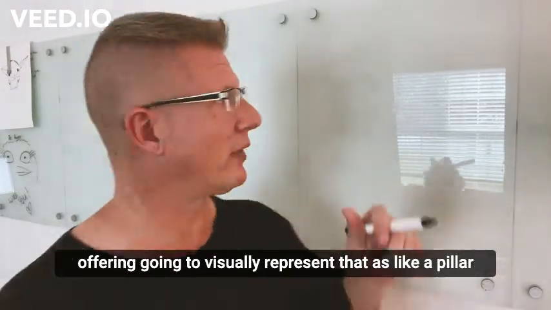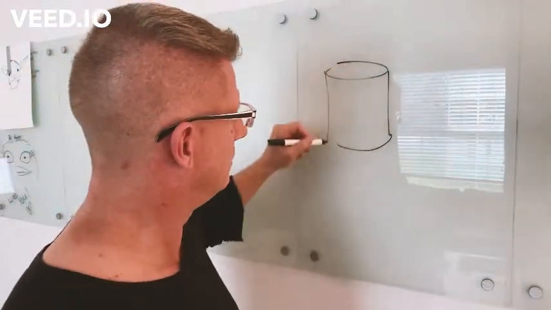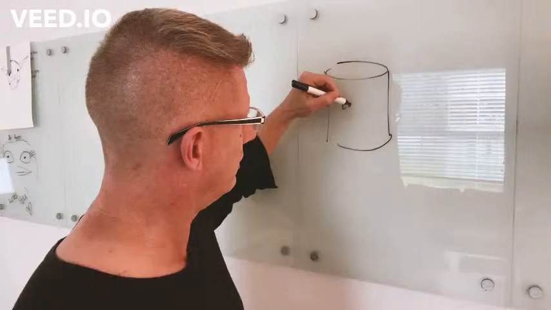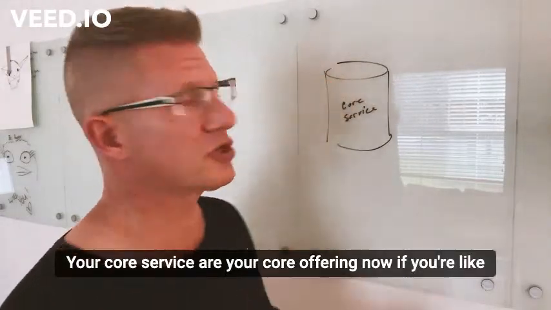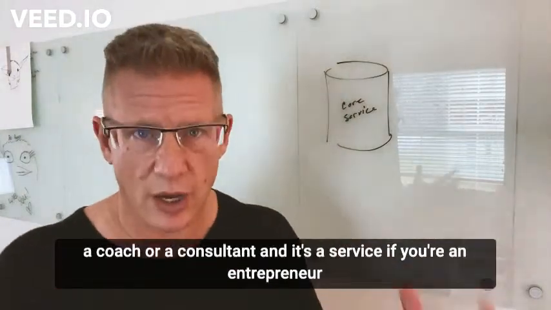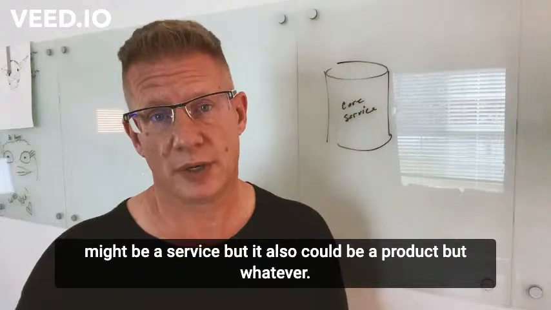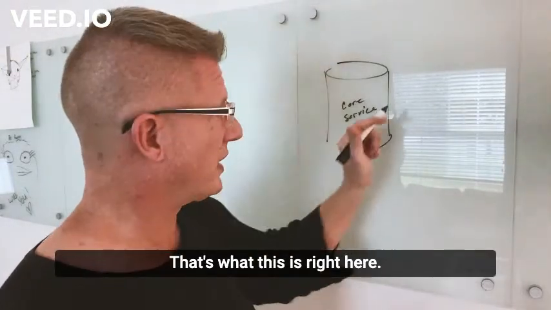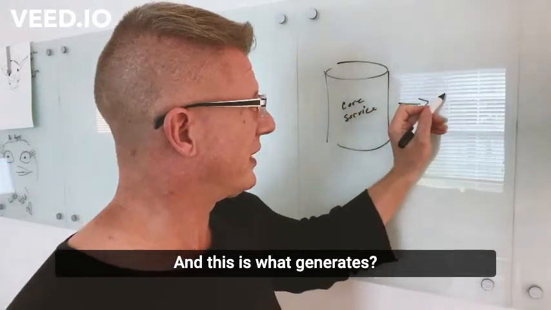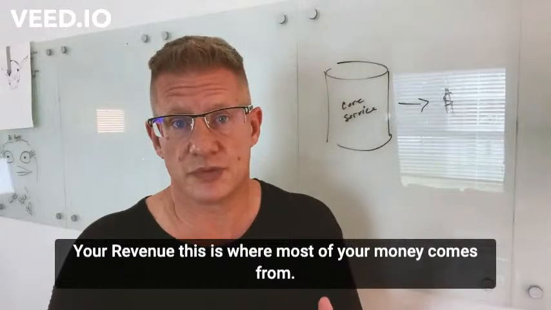I'm going to visually represent that as a pillar right here. So this is your core service or your core offering. Now, if you're a coach or a consultant, then it's a service. If you're an entrepreneur, it might be a service, but it also could be a product. But whatever that is, that's what this is right here. And this is what generates your revenue. This is where most of your money comes from.